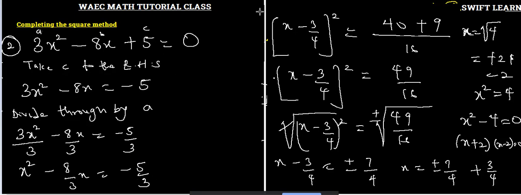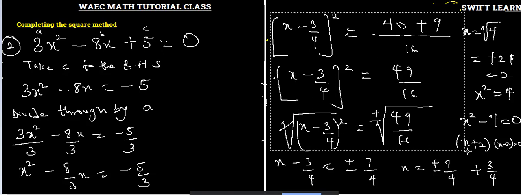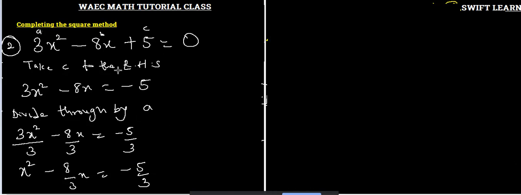Yes, sir. Now moving on to the next stage. Very simple, it's just like 4 or 5 steps. We have dealt with C, we've dealt with A. The next thing is to use your B. Multiply your B by 1 over 2 and you square it.